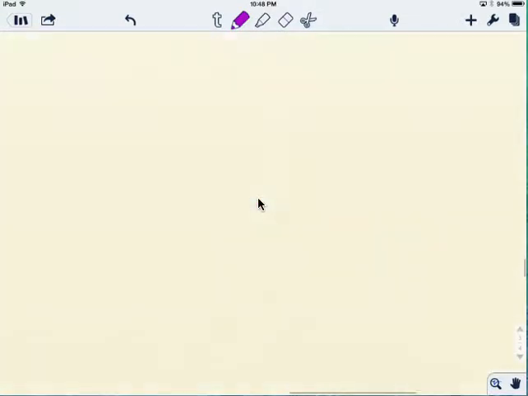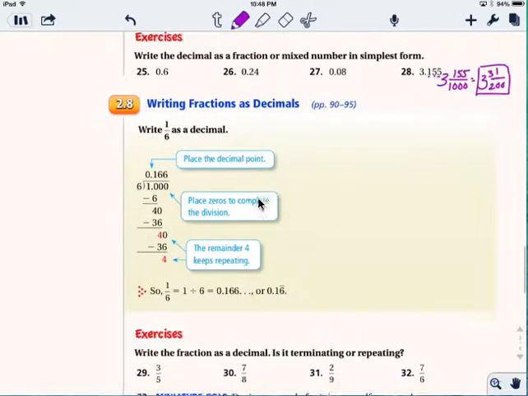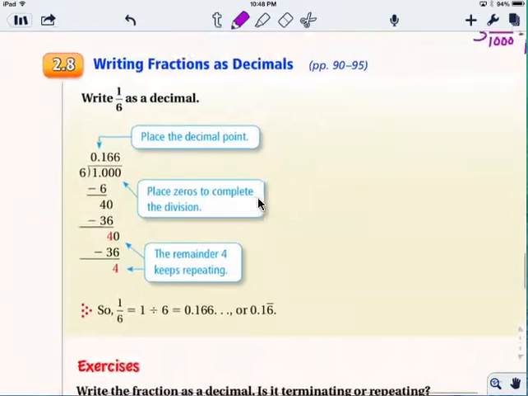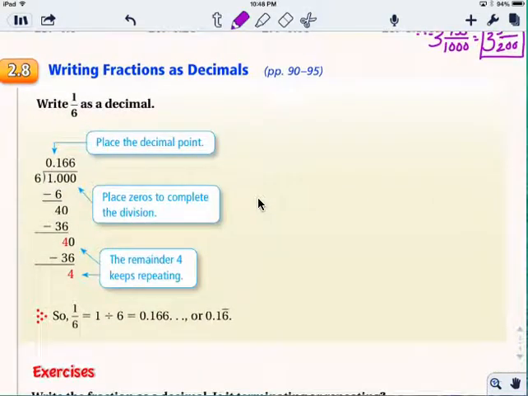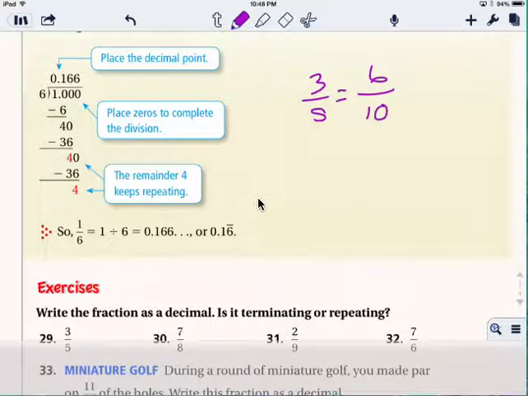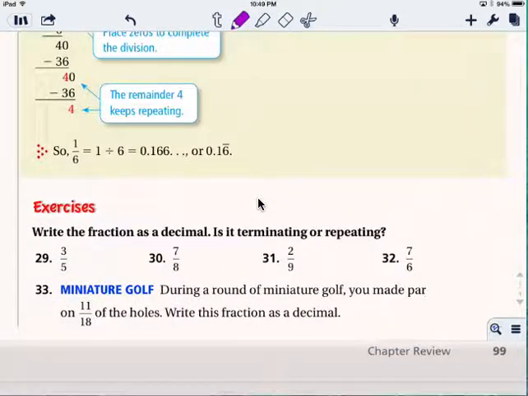Alright, and then the last type is when you change a fraction to a decimal. The two methods that we went over, one was the equivalent fraction method, and the other one being the division method. Equivalent fraction works some of the time, such as 3/5 is the same as 6 tenths, which as a decimal would look like this, 0.6. But the equivalent fraction only works when the denominator of a fraction is a factor of one of our powers of 10.